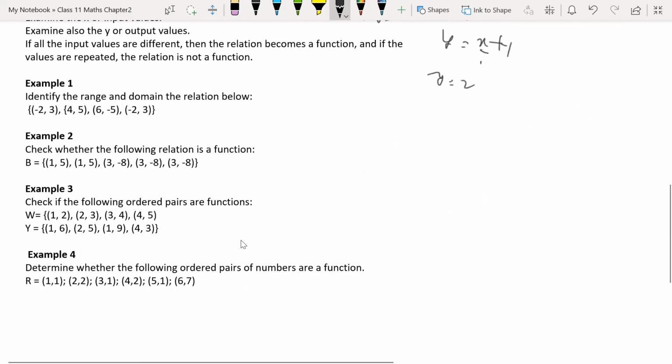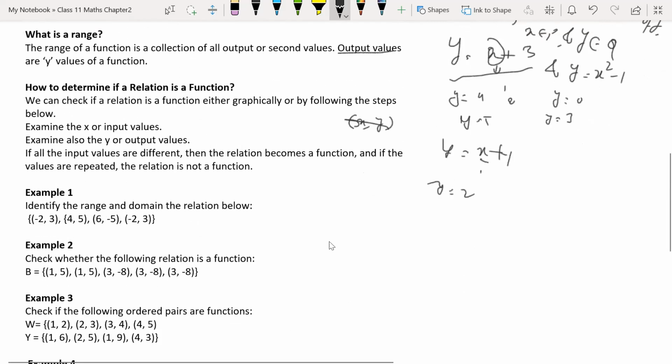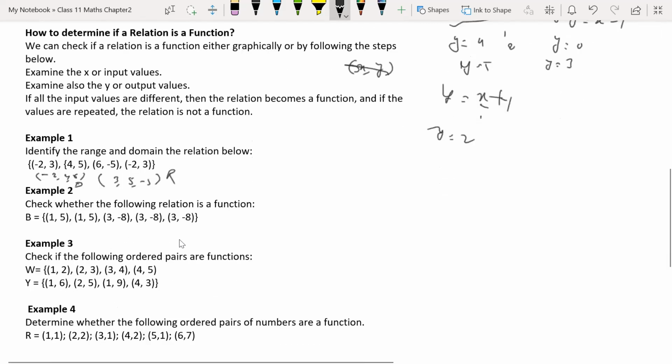Now there are some examples, and with the help of these examples, you will clearly understand the range and domain in a relation. What is the range? The first elements, -2, 2, 4, and 6, are the domain, and 3, 5, -5 are the range. The second element is the range, the first element is the domain. Clear?